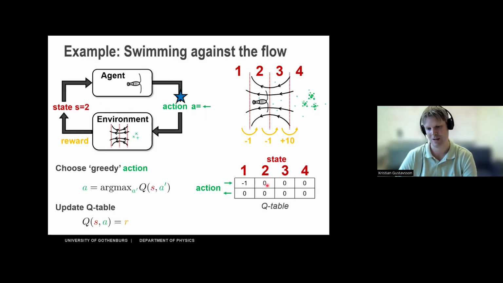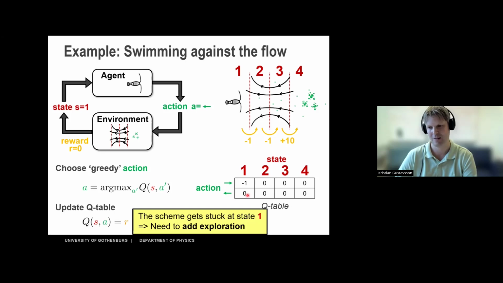And let's say we took left by chance, and then we interact with the environment. We move back to the first state. We get a reward of 0, so we didn't put any penalty to move to the left. And now we see that when we are in state 1 and take the highest Q value, we will always move to the left, so we will never do anything. So the scheme gets stuck at state 1, and we will never leave state 1 by following this scheme.